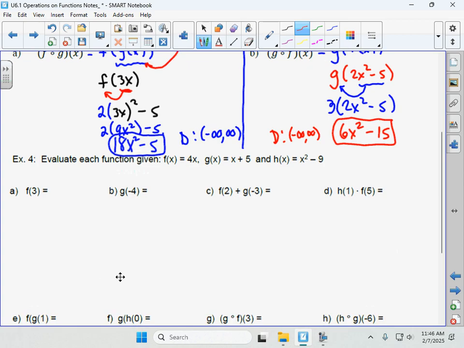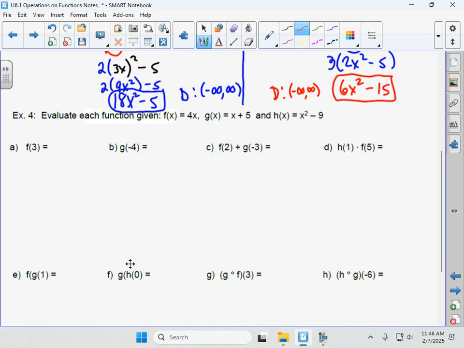All right, example 4, evaluate each of the functions given. We have here 3 functions: f of x equals 4x, g of x equals x plus 5, and h of x equals x squared minus 9. We'll just do each of these operations, whether it's adding, subtracting, multiplying, dividing, or a composition. All right, so question A, find f of 3.